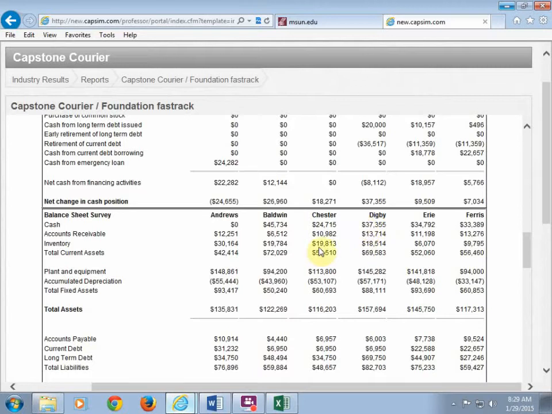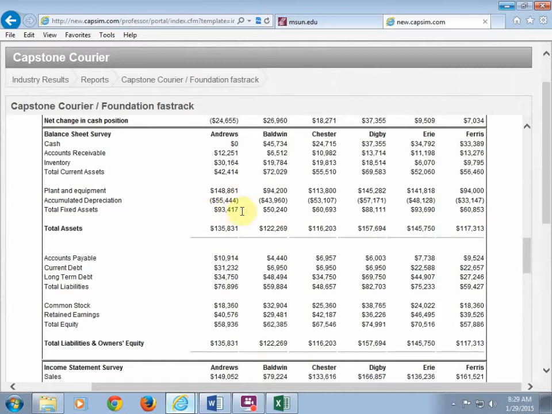Okay. Accounts receivable out. Inventory, we see everybody's got some inventory on hand. Andrews, especially. Are those huge amounts? Maybe not too bad. We'll take a look when we get down below on the production analysis and see what that says.